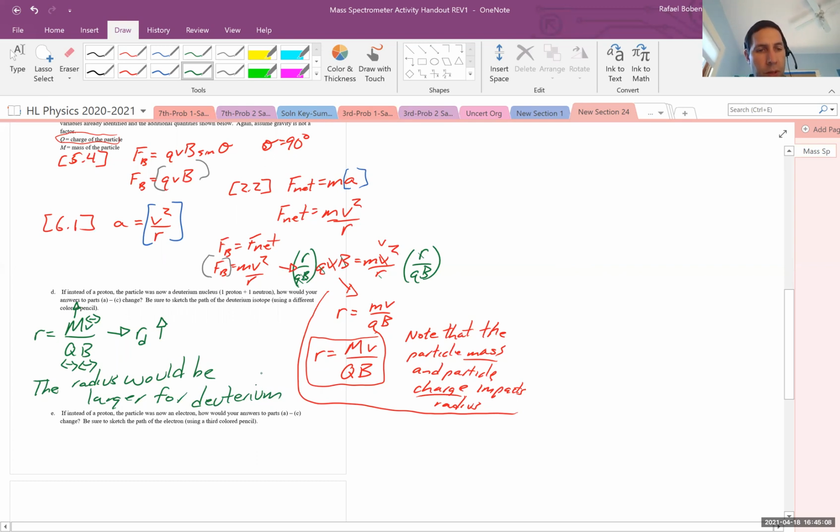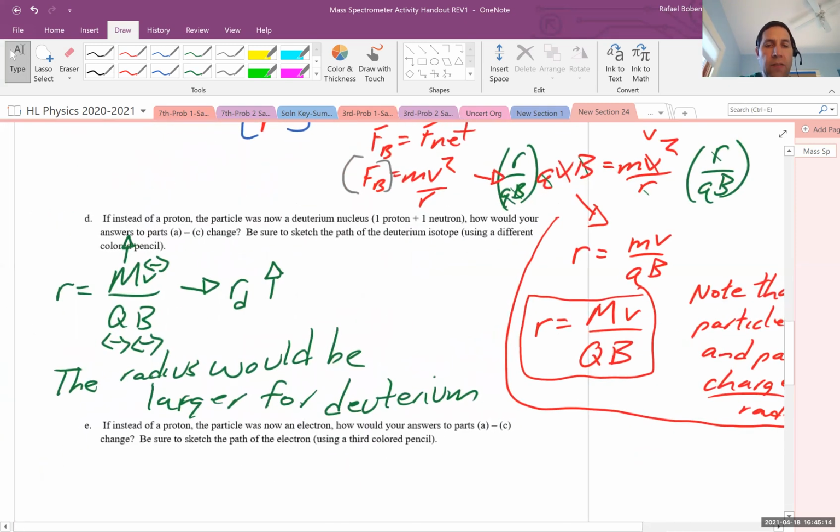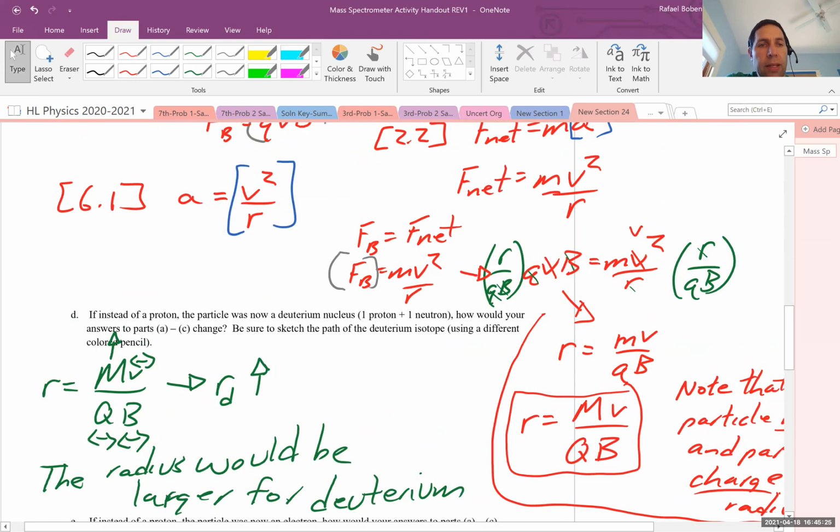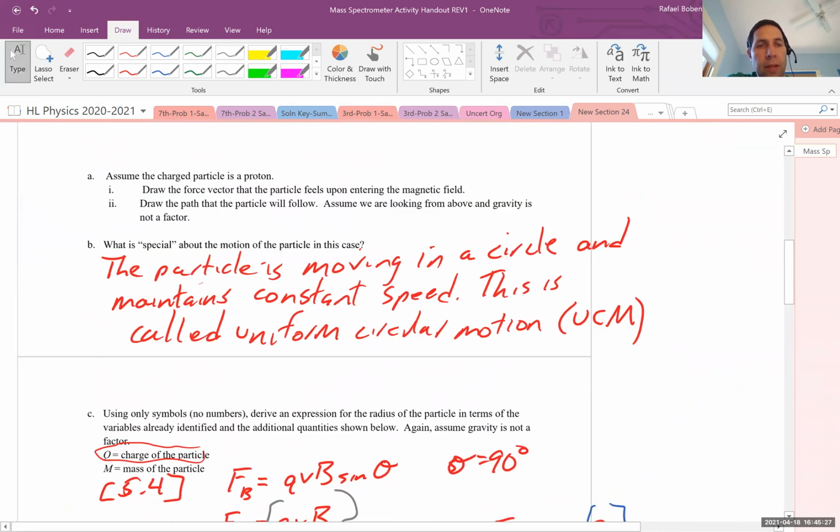Okay, let's go to part E. Part E asks you to look at this again, and now it says, if instead of a proton, the particle was now an electron, how would your answers to parts A through C change? Be sure to sketch the path of the electron. Okay, an electron. Let's go back.